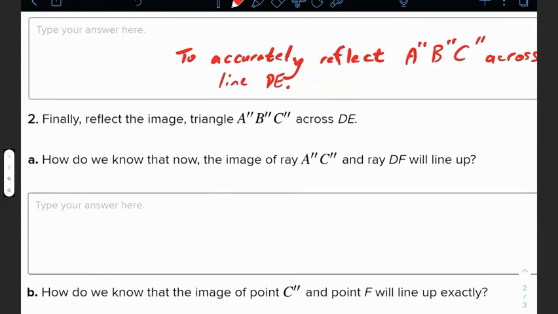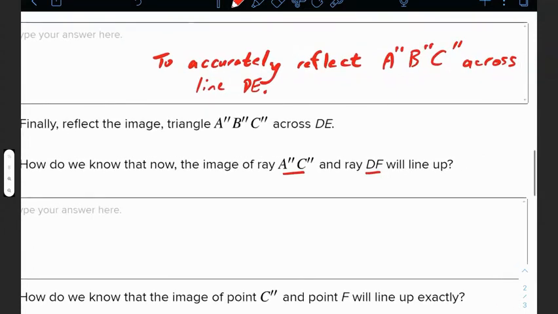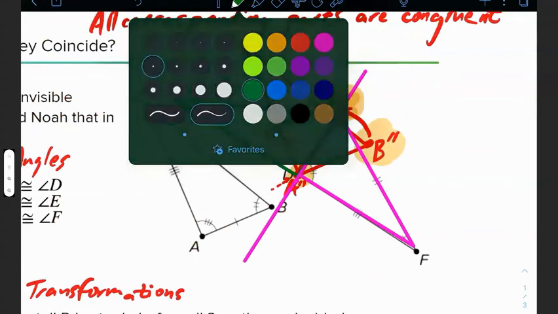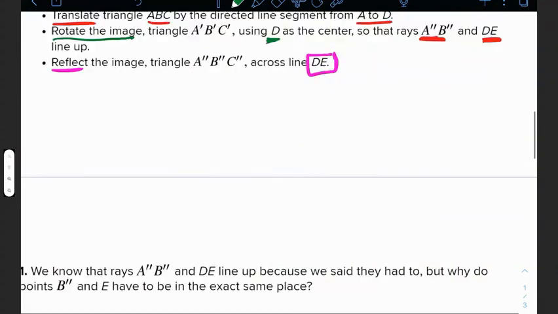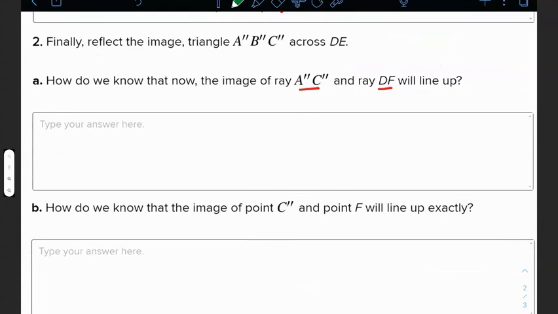And then how do we know that the image of the ray A double prime C double prime and ray DF will line up? Well, let's take a look. Let me label this correctly. Here's C double prime, and A double prime is where D is. A double prime already maps onto D. So if you do the line of reflection across DE, A double prime is already on top of D. And remember, reflections preserve distance. So the distance from A double prime to C double prime is going to be the same as D to F. When you reflect C double prime across DE, it will map perfectly onto point F. That's basically the result for part A, for number 2, because reflections preserve distance.